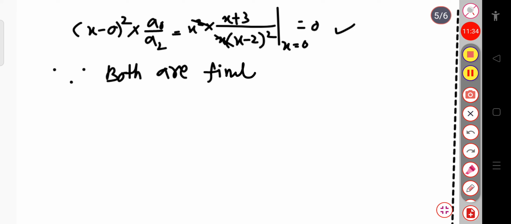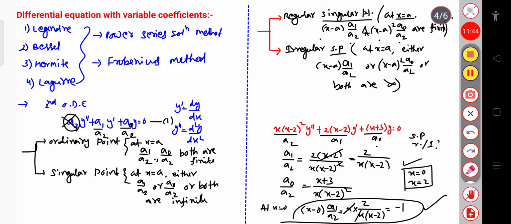Since both are finite, at x equal to 0 this is called a regular singular point of the differential equation. This is the regular singular point because we know x minus a, and a here is the point x equal to 0, so x minus a into a1 by a2 and x minus a whole square into a0 by a2 are both finite. So we can say that at x equal to 0 the regular singular point exists. And you can also calculate for x equal to 2.